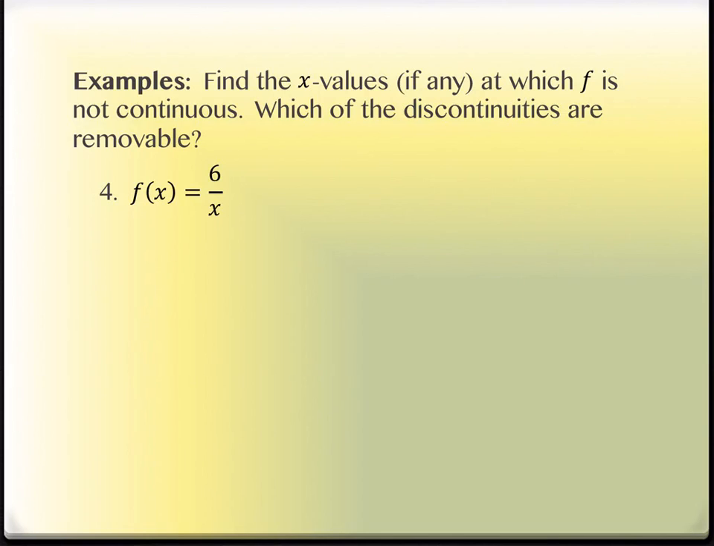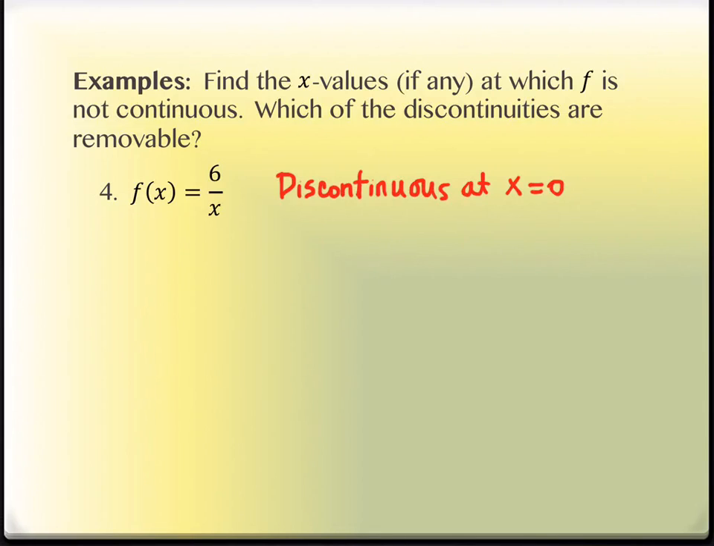All right, so let's take a look at this one. The first thing it asks us to find is where f is not continuous. So at what value or values is f not continuous? 6 works. 0 doesn't. What's wrong with 0? We have a 0 on the bottom, right? Okay, so it's discontinuous at x equals 0. And what we want to decide is if that discontinuity is removable or not.